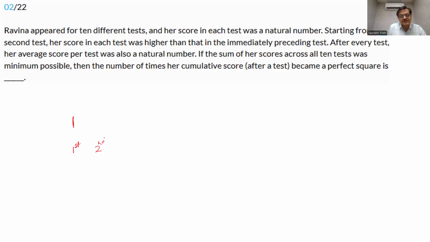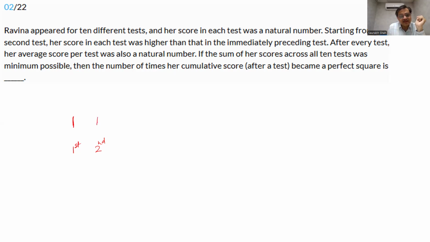Now the second test. See, all the test marks have to be progressively increasing. They have to be increasing. Second thing, the marks have to be an integer and the average also has to be an integer. So if I talk about 2 tests, the summation of the 2 marks should be divisible by 2. I want the total of the first and second to be divisible by 2.